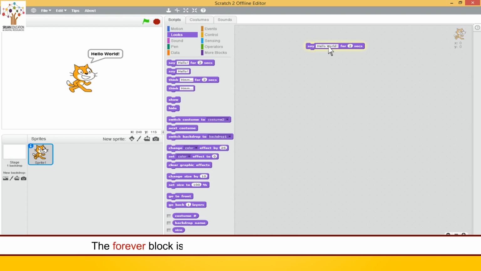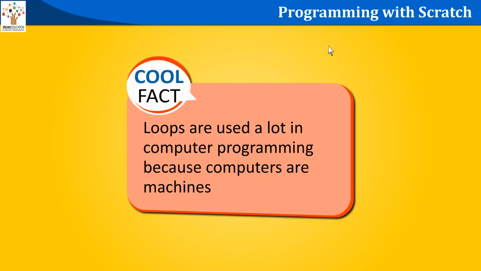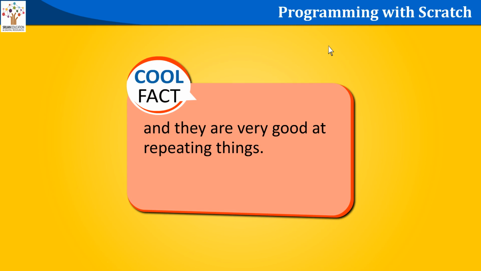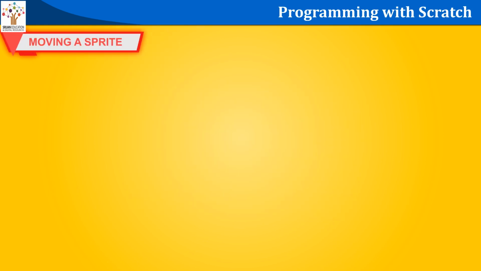The forever block is known as a loop in computer programming. A loop repeats itself over and over again. When the last block in the loop is finished, the loop goes back to the top and runs the first block again. Cool fact: loops are used a lot in computer programming because computers are machines and they are very good at repeating things.